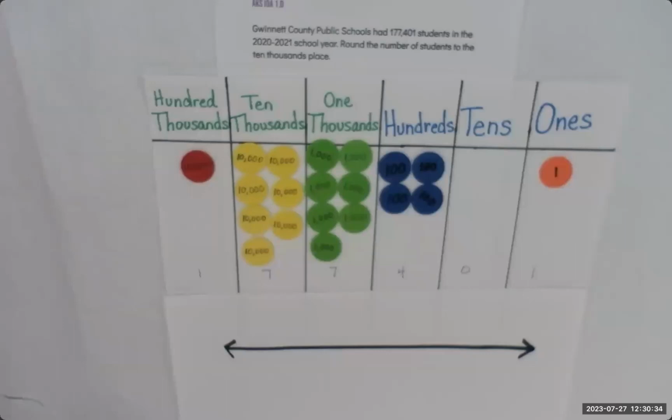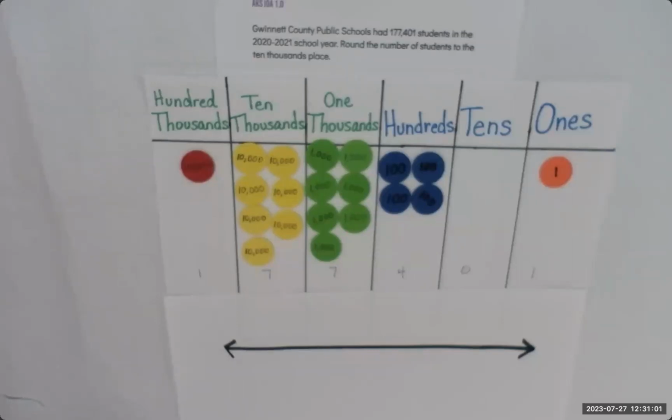Today, we're going to explore rounding a multi-digit number using a number line. Let's take a look at this problem. Gwinnett County Public Schools had 177,401 students in the 2020-2021 school year. Round the number of students to the 10,000s place.